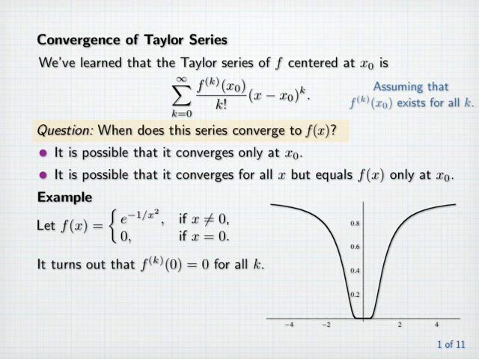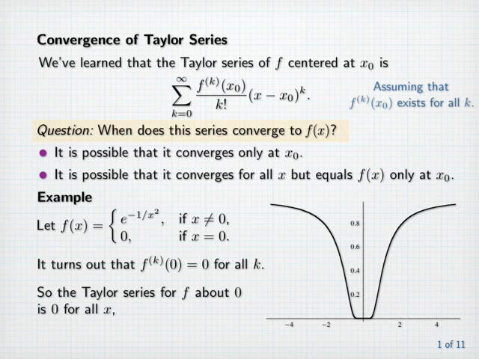Now it turns out that the kth derivative of this function evaluated at 0 is equal to 0 for all k. This is basically because every derivative of e to the minus 1 over x squared looks like e to the minus 1 over x squared times some rational function of x, which will always approach 0 as x approaches 0. This tells us that every term in the Taylor series for f about 0 is equal to 0. And so the Taylor series for f about 0 is 0 for all x, while f of x is equal to 0 only at x equals 0.